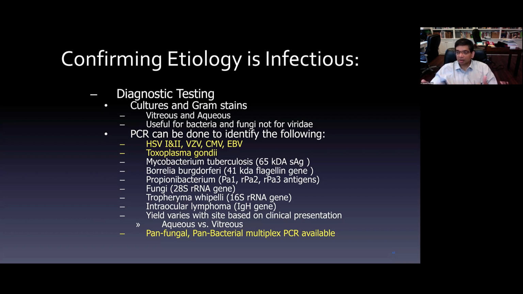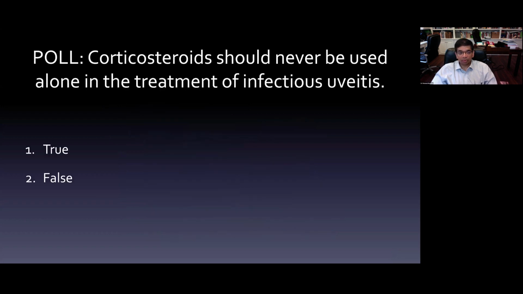So these kinds of technologies are available now that can do pan-fungal, pan-bacterial, or pan-pathogen multiplex PCR, looking for hundreds of pathogens simultaneously on small, tiny amounts of tissue samples or fluid samples from the eye, et cetera.